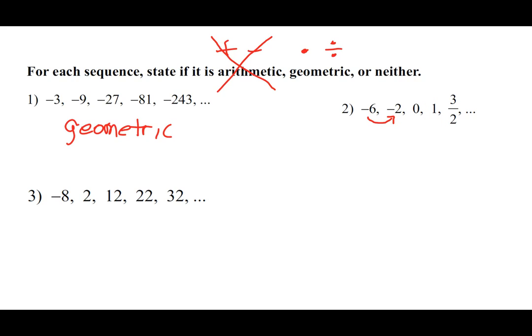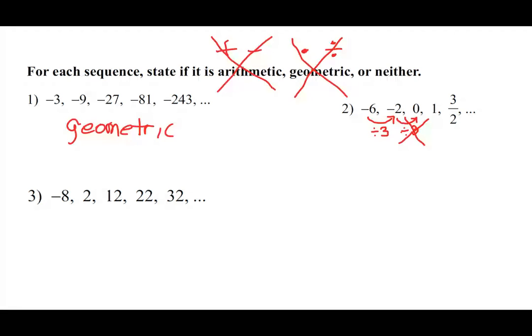What can I multiply from -6 to -2? It's actually dividing now, so dividing by 3. -6 divided by 3. Geometric is both multiplying and dividing. So you try -2 divided by 3. It gives you about -0.6 repeating. So that doesn't work, and the only other possible answer would be neither.